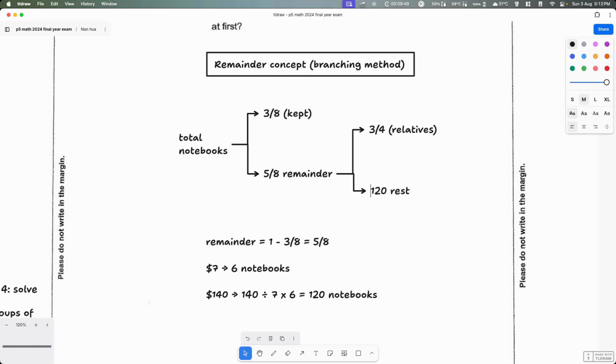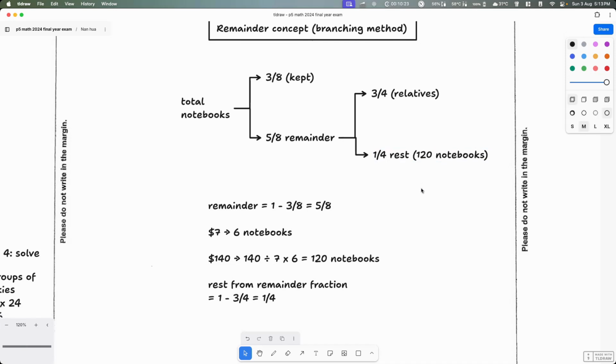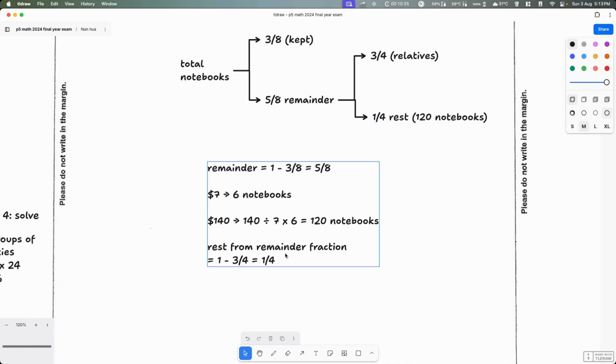So what are the fractions? We know that 120 notebooks is this. What we need to do is get what the rest is. The rest, from the remainder fraction, is equal to 1 minus 3/4, which is equal to 1/4. So in this case, this is 1/4. The rest is 120. So from here, we know that 1/4 is the rest.